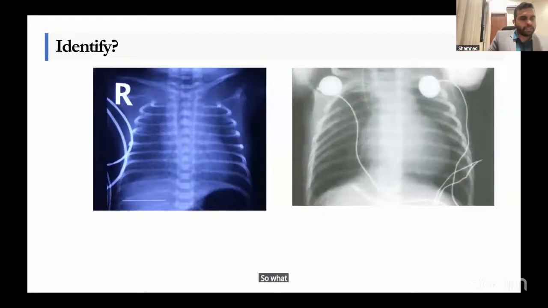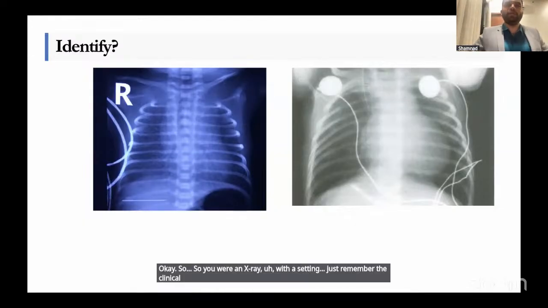So what is the finding you are seeing? Pneumomediastinum. Okay. So you have an X-ray with a setting. Just remember the clinical scenario. We had a baby with distress with some labile saturation and a pre-post-ductal saturation difference of 5 to 10%.